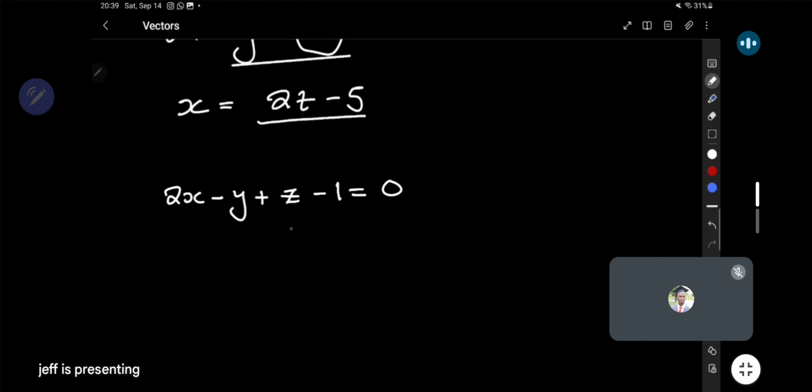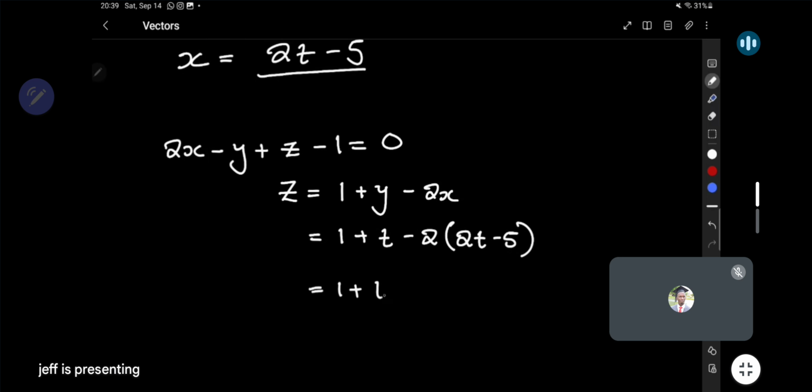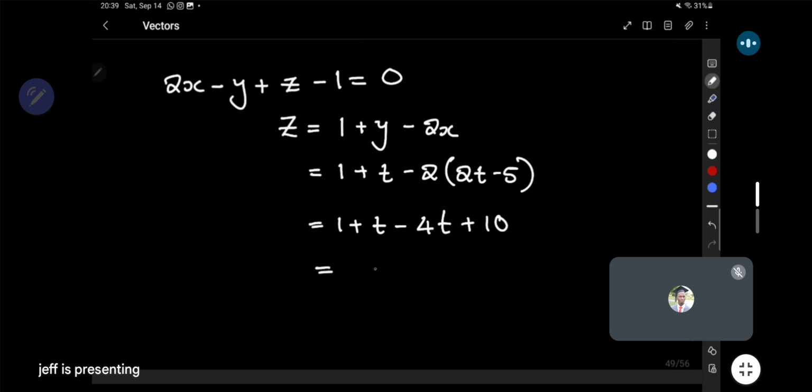If I make z the subject, we'll have the 1 becomes positive, y becomes positive, and 2x becomes negative. Now when we substitute, 1 will remain. Y, remember y equals t. Then we'll have 2, where there's x, we'll put 2t minus 5. So that now we have 1 plus t minus 4t plus 10. And when we simplify this, t minus 4t gives minus 3t, and 1 and 10 give us 11. So we have positive 11 minus 3t. So this becomes the parametric equation for z.